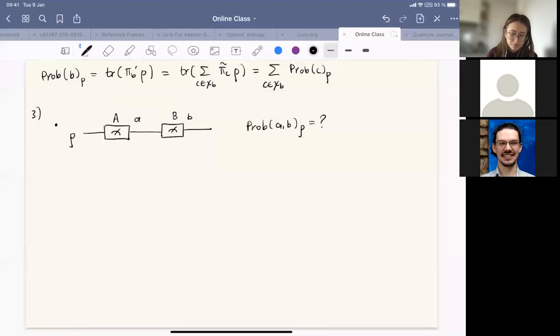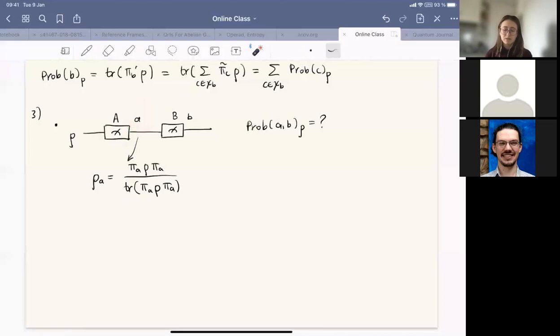So after we measure the observable A and we get the outcome small a, the post-measurement state at this point, which we label as rho A, is the following. It's pi A rho pi A over the trace of pi A rho pi A. So basically what happens is that after we measure the system and obtain the outcome A, we project the system using the corresponding projector. And then we also normalize the state. So we just make sure that the condition for the density matrix, which is that the trace of the density matrix has to be one, is fulfilled.